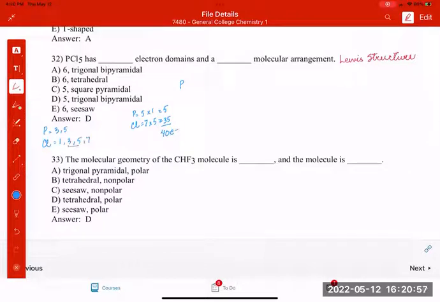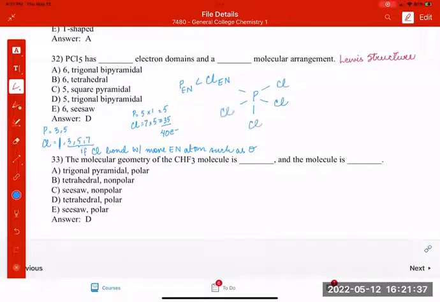But pay attention here. This only happens if chlorine bonds with a more electronegative atom, such as oxygen. But the electronegativity of phosphorus is less than the electronegativity of chlorine. Chlorine is bonding with a less electronegative atom. So therefore, chlorine is only going to make 1 bond. So phosphorus will be in the middle, chlorine's on the side, and so 1, 2, 3, 4, 5.